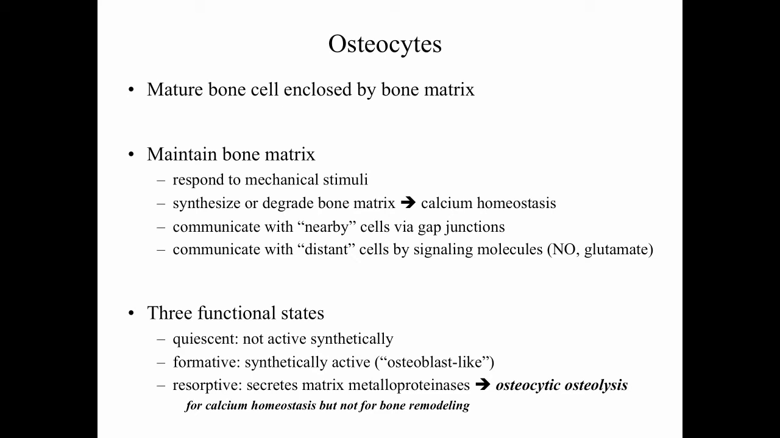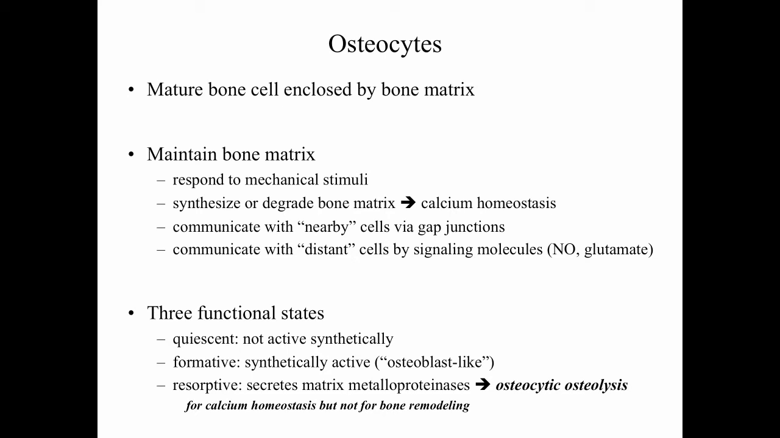As we've suggested, they communicate with nearby cells via gap junctions. They may communicate with distant cells by various signaling molecules. Some of these signaling molecules can be nitrous oxide and perhaps glutamate. There are three functional states of osteocytes that we can describe. We talk about quiescent osteocytes. These are cells that are not active synthetically.